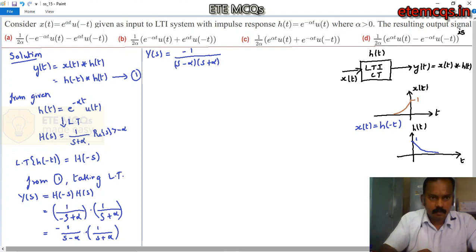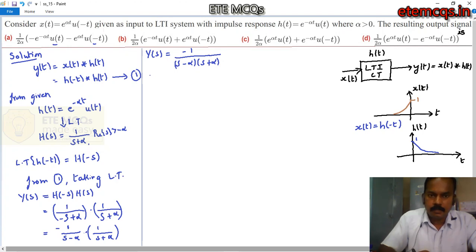You can just notice all the four options have this one as a right-sided sequence and this one as a left-sided sequence. Likewise, in all the cases, there is one right-sided sequence and one left-sided sequence. You cannot merge these two because s minus alpha corresponds to a left-sided sequence and s plus alpha corresponds to a right-sided sequence.